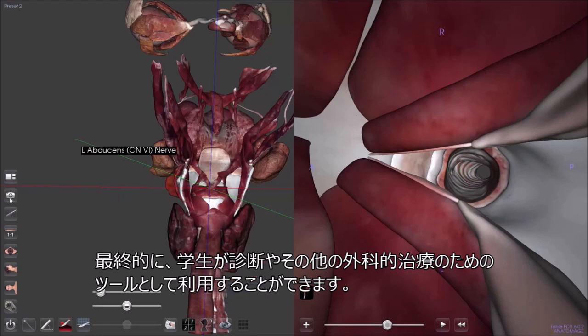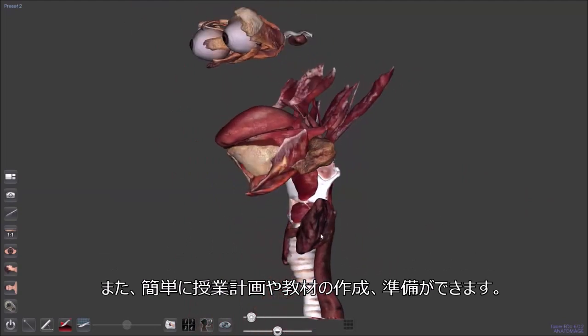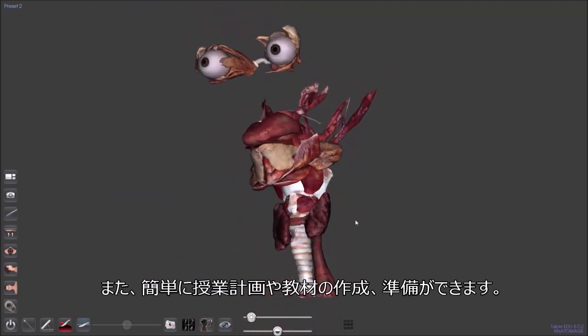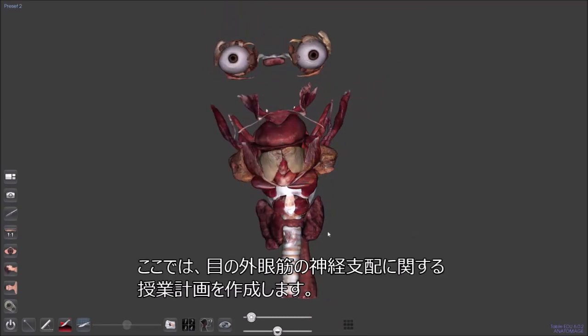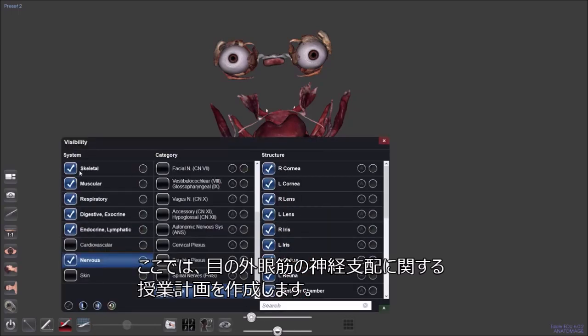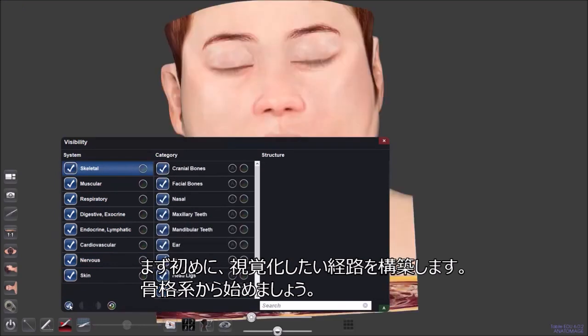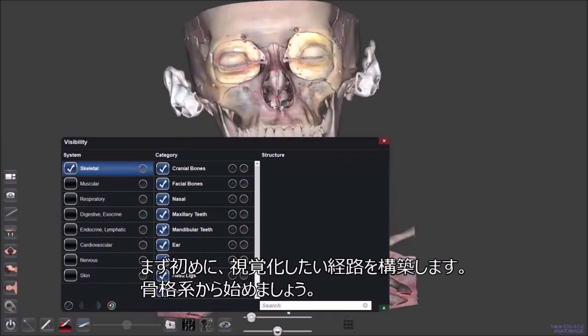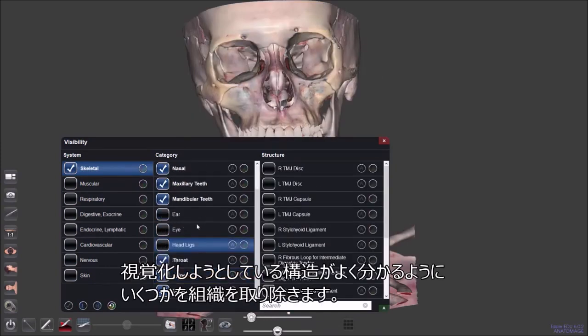We can use the Anatomage Table to easily create lesson plans and prepare material for class. So what we're going to do here is we want to build a lesson plan around nerve innervation of the extraocular muscles of the eye. And so what I'll start off by doing is building a pathway that we'll want to visualize. So I'll start off by including all of the skeletal system minus a few pieces to help better see some of the structures we're trying to visualize.